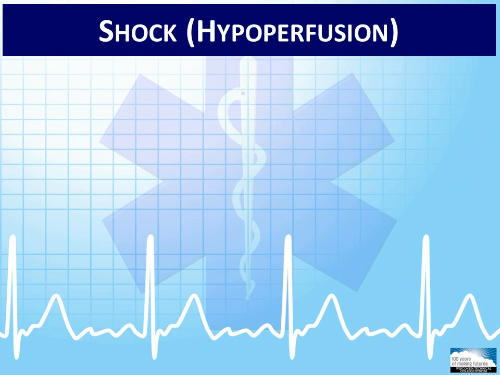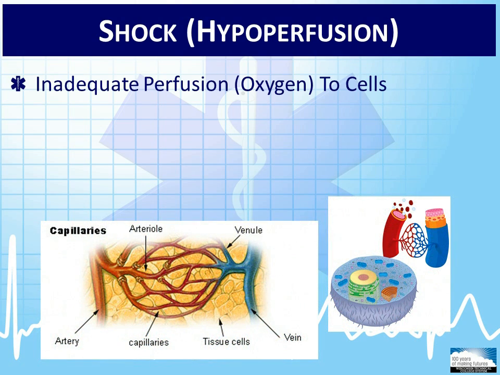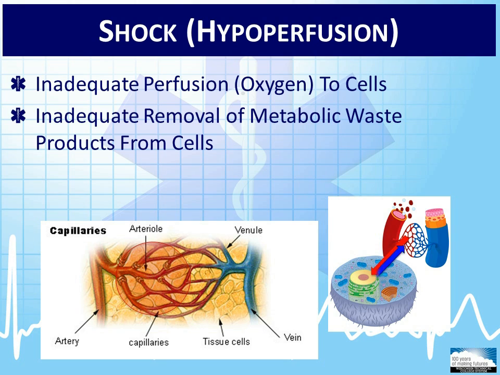Now that you are familiar with perfusion, shock is easy to define. Shock, otherwise called hypoperfusion, is simply the inability to adequately perfuse the body's cells. Stated another way, shock occurs when the body can no longer provide oxygen and other nutrients to and remove metabolic waste products from the cells. Shock can lead to death if not corrected and reversed. How quickly that process occurs depends on the nature of the underlying pathology.